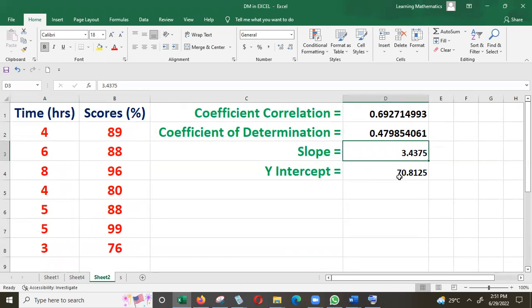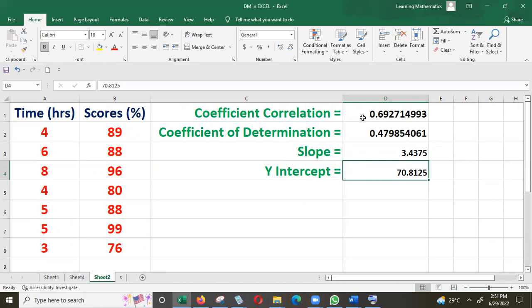And the y-intercept means that if you don't study at all, most likely you may get a 70. So if your study hours is 0, then your score might be about 70, on average, approximately 70.8. That's what the y-intercept means.